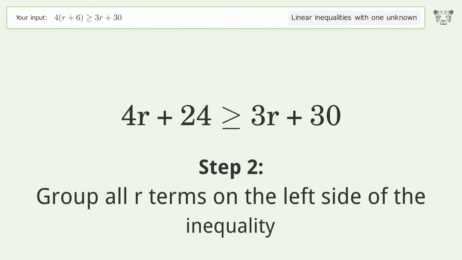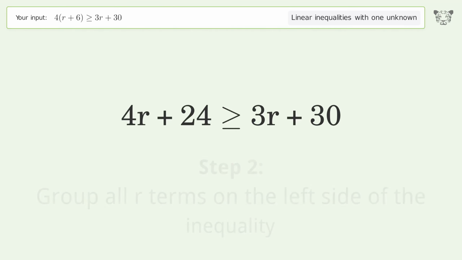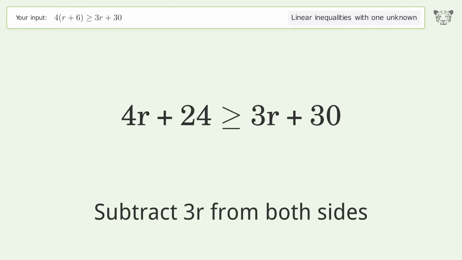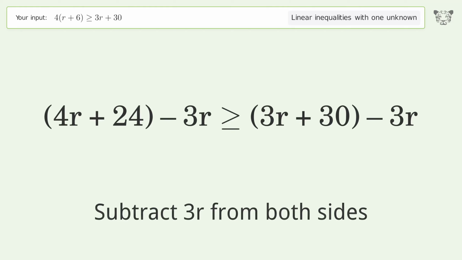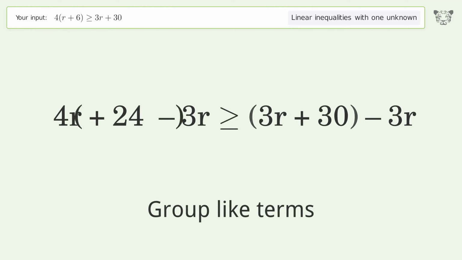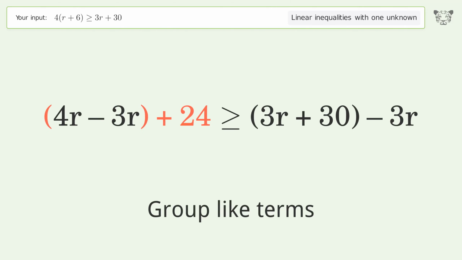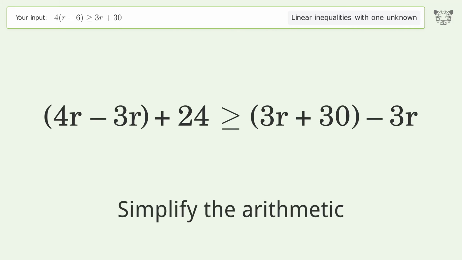Group all r terms on the left side of the inequality. Subtract 3r from both sides. Group like terms. Simplify the arithmetic.